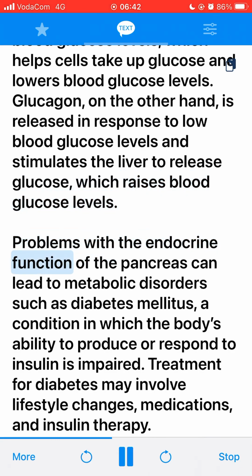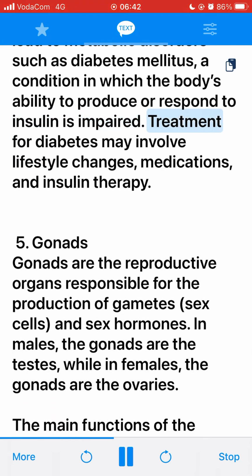Problems with the endocrine function of the pancreas can lead to metabolic disorders such as diabetes mellitus, a condition in which the body's ability to produce or respond to insulin is impaired. Treatment for diabetes may involve lifestyle changes, medications, and insulin therapy.